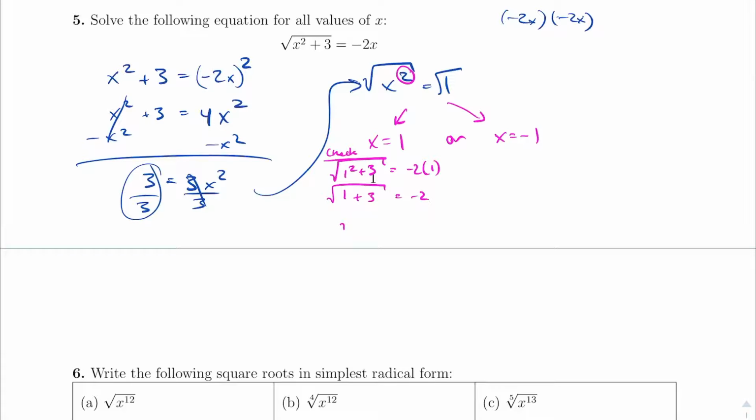We get negative 2. We get the square root of 4 is negative 2. And this is not true. 2 and negative 2 are not the same thing. So we have to reject the solution. It's called an extraneous solution.